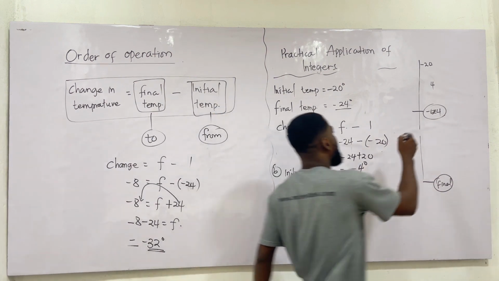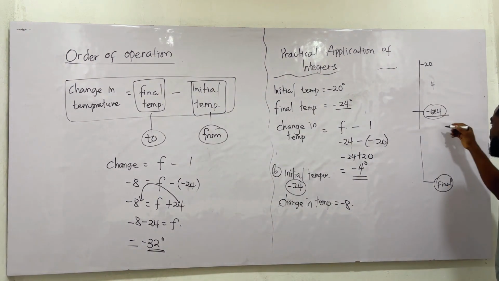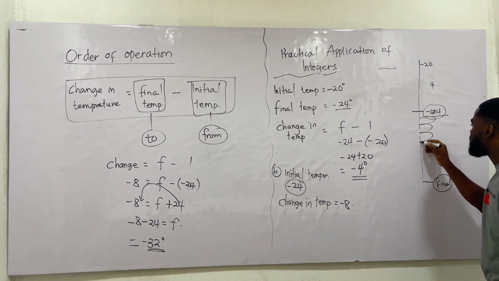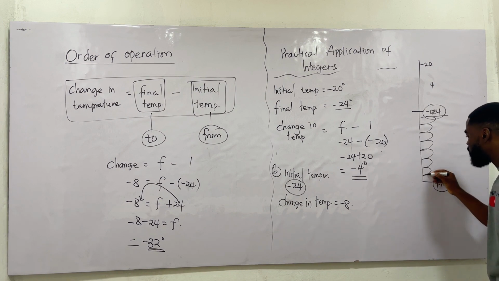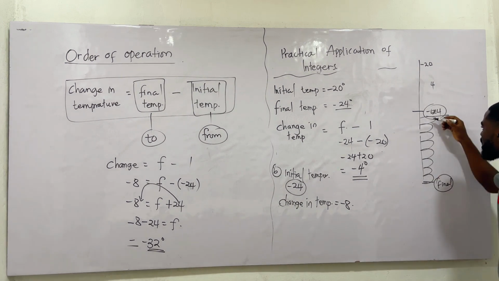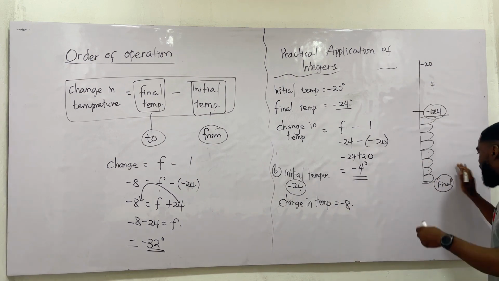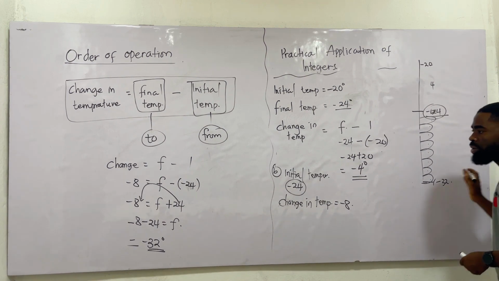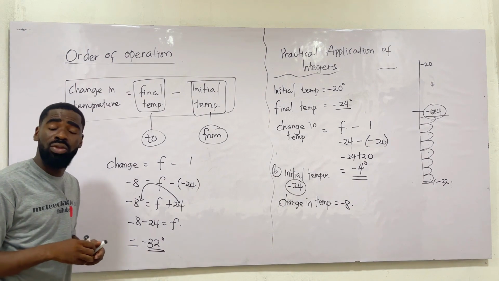If we are here, and it dropped 8 degrees, and there was an 8 degree decrease, that means when we start counting, negative 25, negative 26, negative 27, negative 28, negative 29, negative 30, negative 31, negative 32. That is 1, 2, 3, 4, 5, 6, 7, 8. It has dropped, and you could see that our final is now minus 32. Practically, we use this scale. Then when we do calculations, we also get that. This is all we are talking about here.